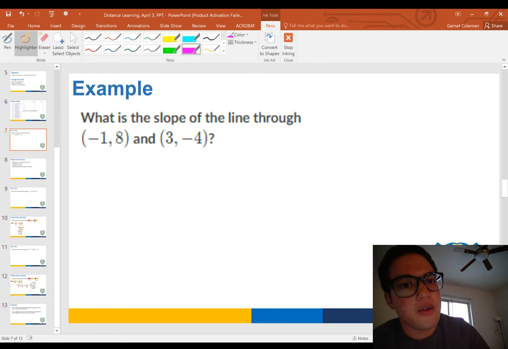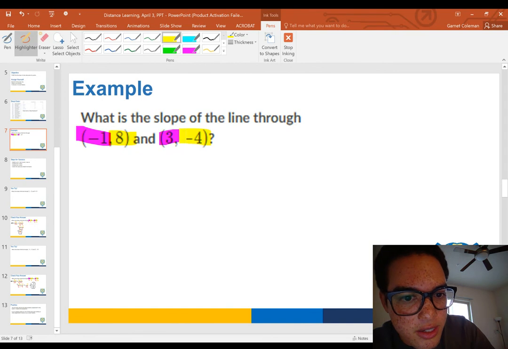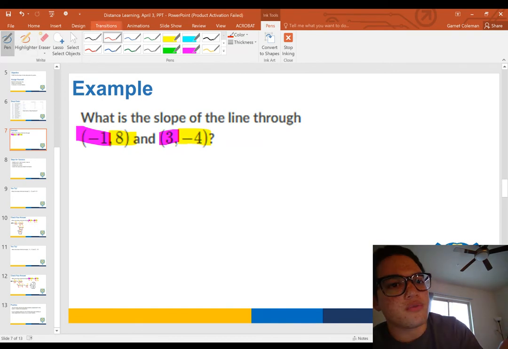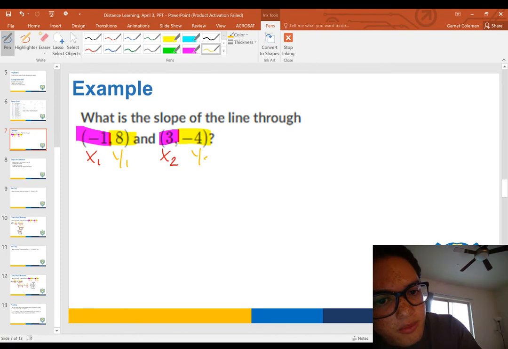So first, I'm going to identify the x and y values in our coordinates. X is always the first number, so I'm going to highlight it in red for x, and then y is always the second number, yellow for y. So now this time I'm going to label it x1 and x2, and this one y1 and y2.